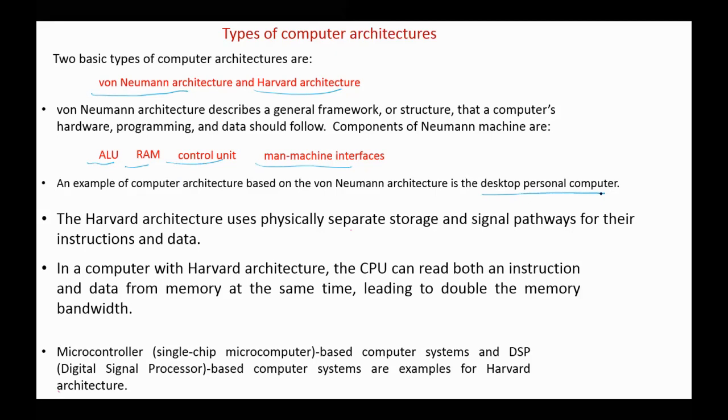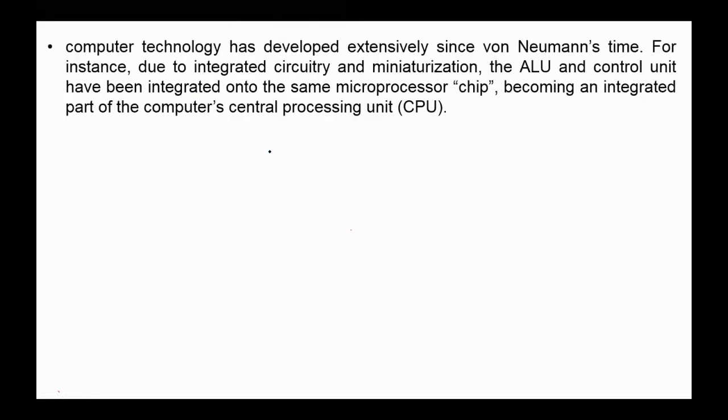The Harvard architecture uses physically separate storage and signal pathways for its instructions and data. In a computer with Harvard architecture, the CPU can read both an instruction and data from memory at the same time, leading to double the memory bandwidth. Microcontroller, single chip microcomputer, and digital signal processor based computer systems are examples of Harvard architecture. The main difference between the two architectures: suppose that we have here the RAM, the CPU.